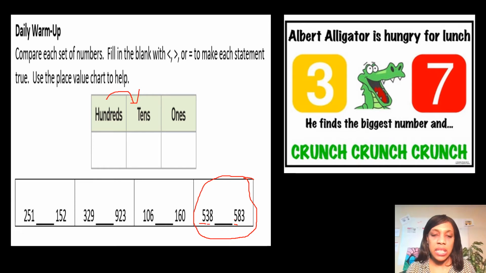So let me look in the tens place. There's a 3 tens here and an 8 tens here. Oh, 8 is bigger than 3. So I have to feed Albert the alligator this number. So 538 is less than 583. I want you to try the other 3 on your own. Please press pause.